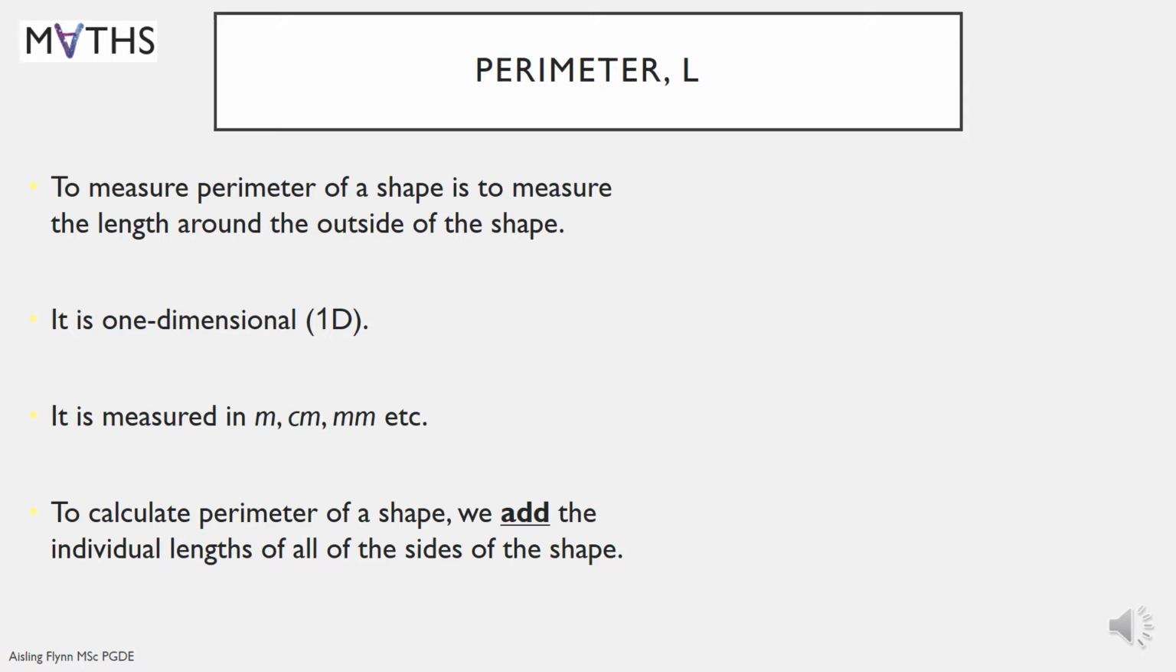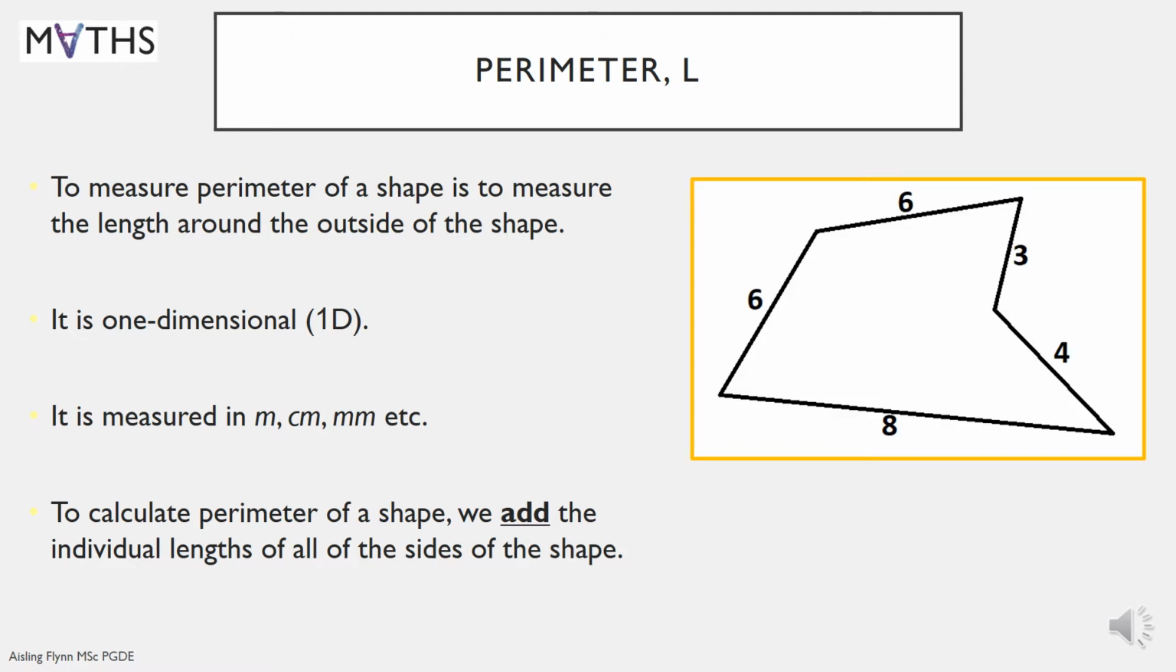And to calculate the perimeter of a shape, we add the individual lengths of all of the sides of the shape. So, for example, this shape here, to find its perimeter is to find how many units it takes to walk all around the outside of the shape, add the individual sides, and the answer in this case is 27.